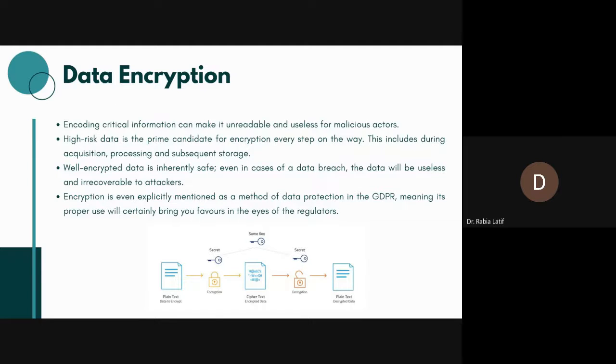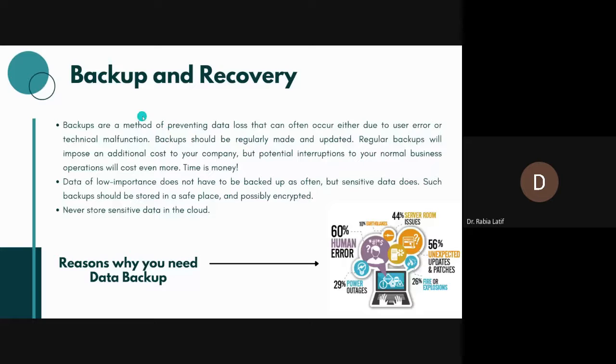Let's go to the second important technology, which is backup and recovery. It is again very important. Backups are a method of preventing data loss that can often occur either due to user error or technical malfunction. It can be any cause. For example, even in the ransom attack example I gave you before, the only solution is a proper backup of your data.